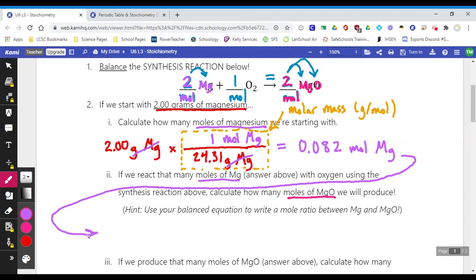Okay, so we're starting out with what we know, what we're going to convert, is 0.082 moles of Mg. I don't want the unit of moles of Mg anymore, so that's going to go on the bottom of this fraction bar. So I'm putting moles of Mg down here. Okay, what's the new unit I want? It's moles of MgO. Moles MgO.